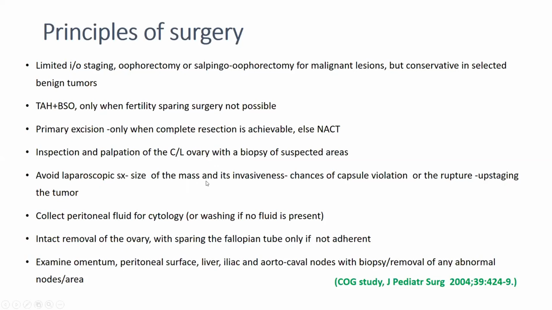Laparoscopic surgery should be avoided in all germ cell tumors because it can lead to rupture of the capsule, which will upstage the disease. The peritoneal fluid for cytology should be collected, or washing if no fluid is present. Examination should be done for omentum, peritoneal surface, liver, ilio-aortic lymph nodes, and biopsy of any abnormal area should be done whenever it is suspected. Omentectomy and other lymphadenectomy, which is generally recommended in adult patients, is not recommended in children.